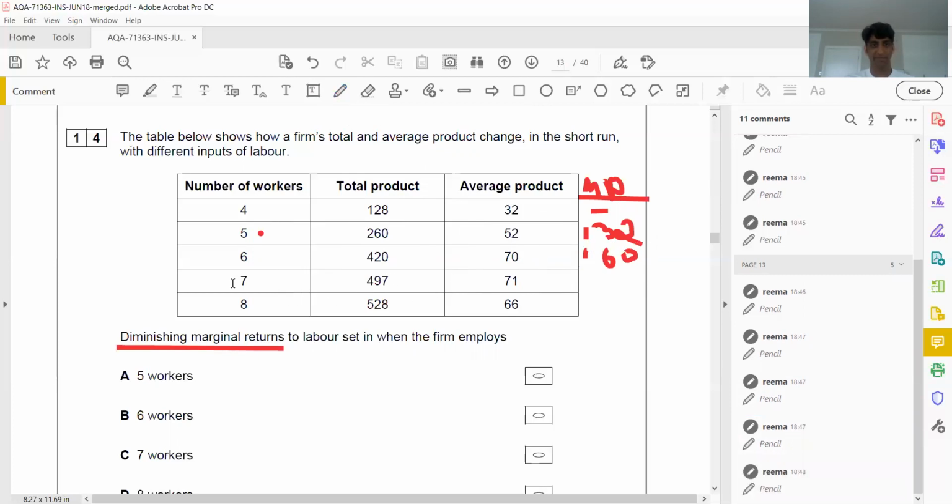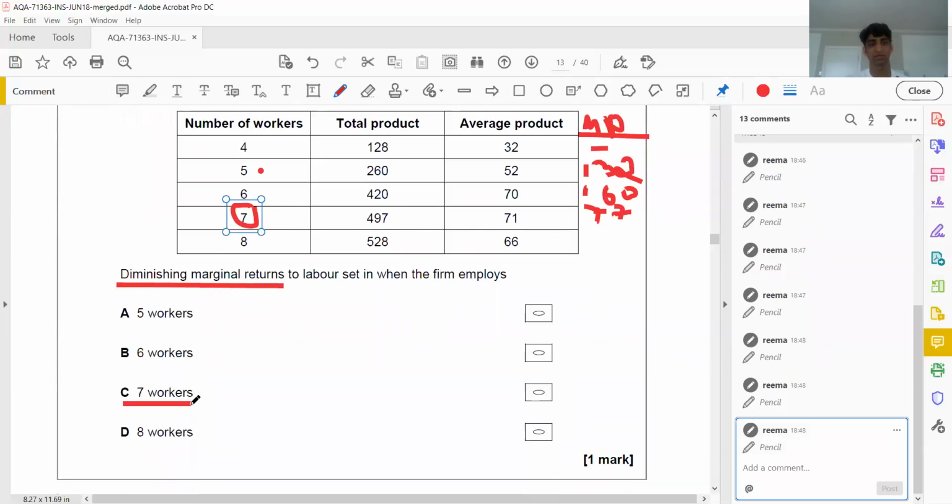Now, let's look at the seventh worker. 497 is our new output. And the question is, what is the change? So the change will be from 420 to 497. That's a change of only 77 units. So our marginal product is still positive, but it's clearly declined from 160 to 77. This satisfies our condition for diminishing marginal returns, and hence why the number of workers is 7. So the answer is C.